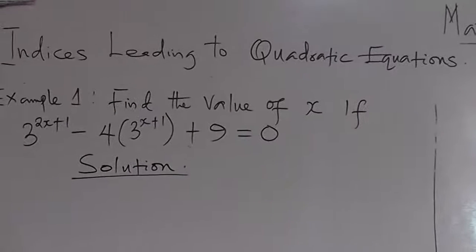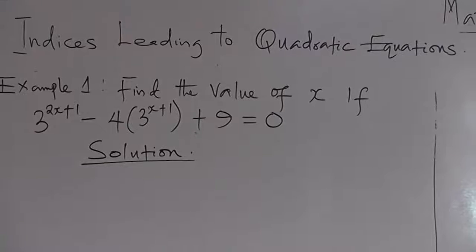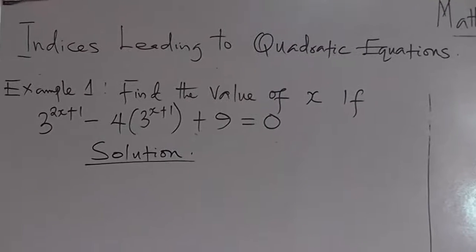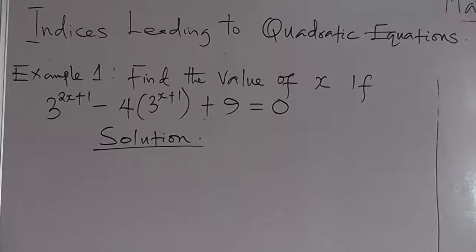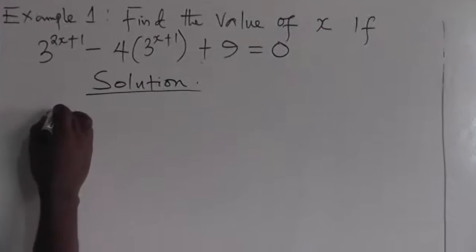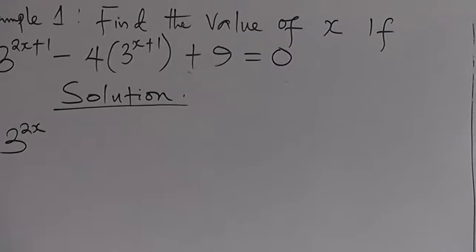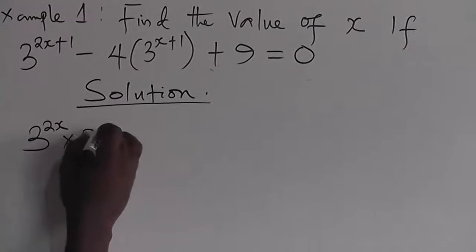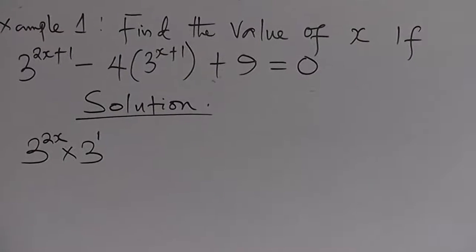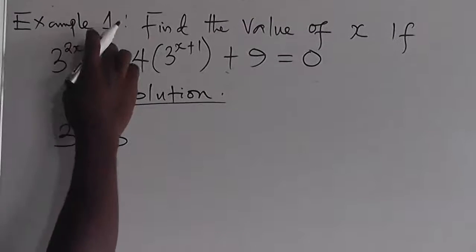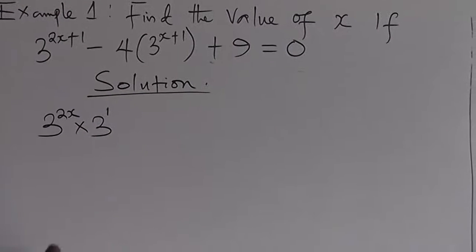There are some indices that often lead to quadratic equations. Whenever I see indices of this form, it will often lead you to a quadratic equation. Now, if you are to rewrite this, the power actually means times 3 raised to power 1, where 1 was the power that was added to these two to make it 2x plus 1.